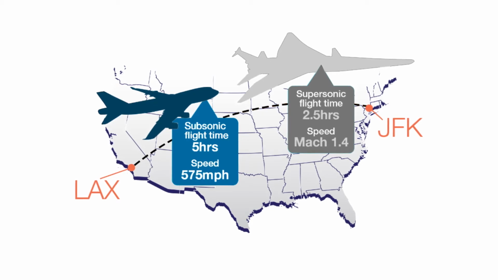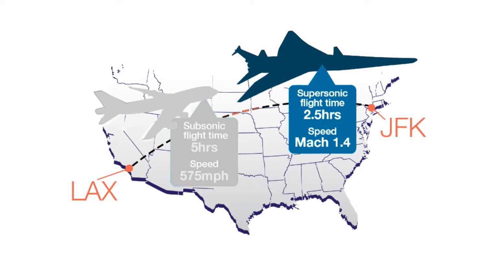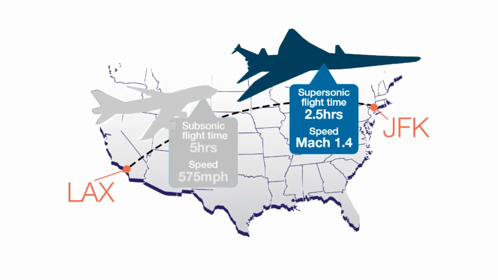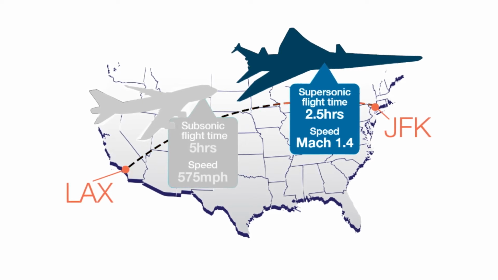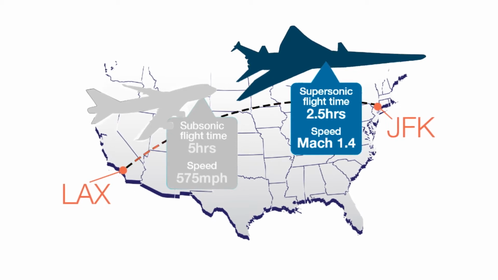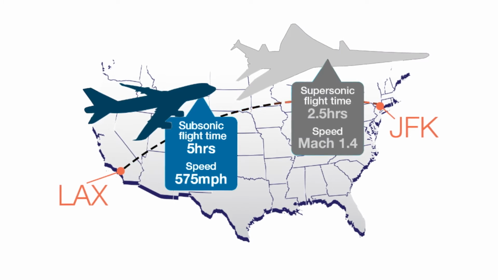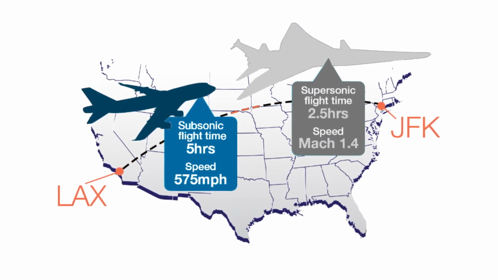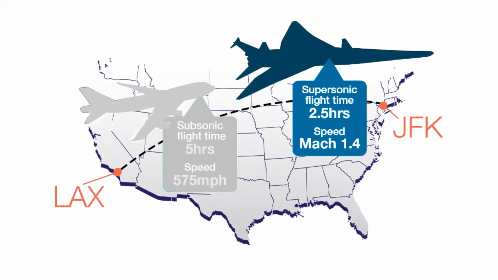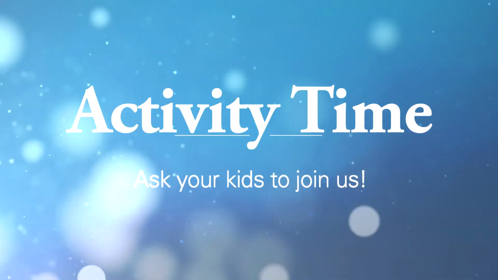But with the X-59, again, NASA's newest experimental aircraft, there's a potential that we could eventually lead to supersonic commercial aircraft that could travel much faster than the current subsonic commercial aircraft, saving people time in the air. Currently, a subsonic flight from LA to New York takes approximately 5 hours. With supersonic, it could be cut in half to 2.5 hours. That's right, supersonic travel over land would cut travel time in half.